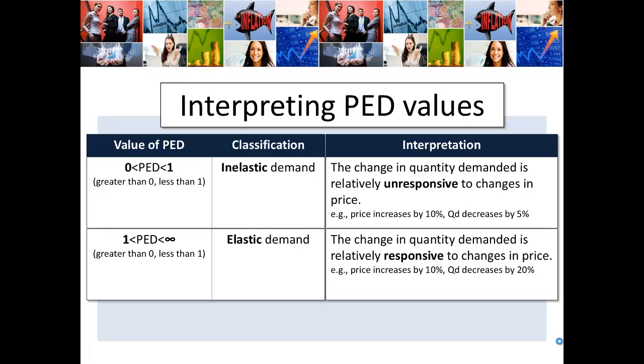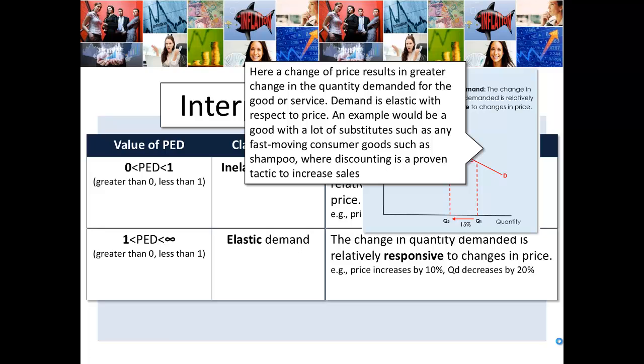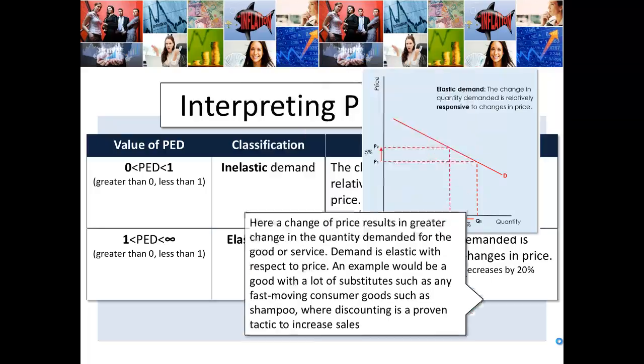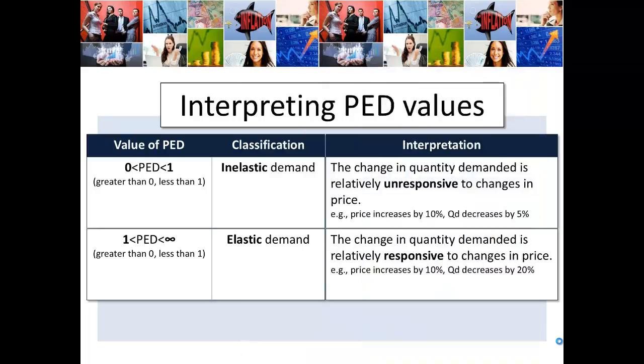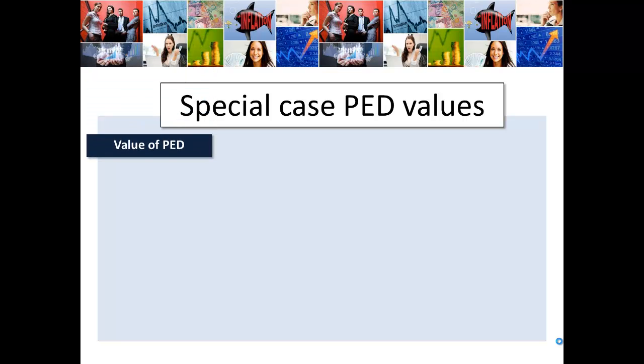So for example, price could increase by 10%, and if demand is elastic, then quantity demanded is going to decrease by more than that 10%. The demand curve is relatively flat. This is elastic demand. And we have a few special values of price elasticity of demand which we need to consider as well.